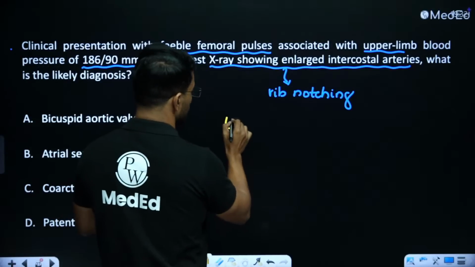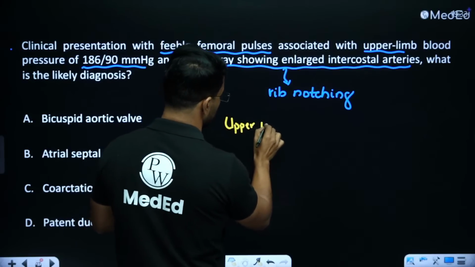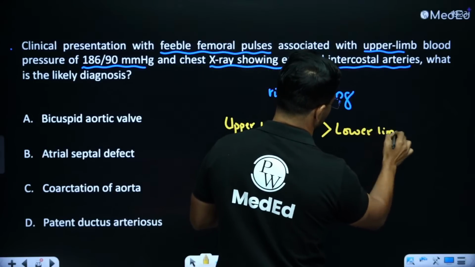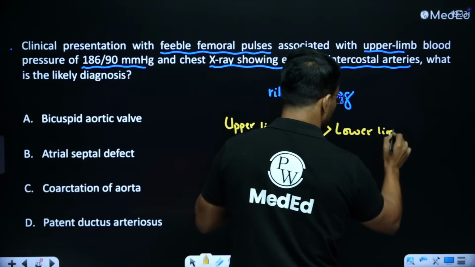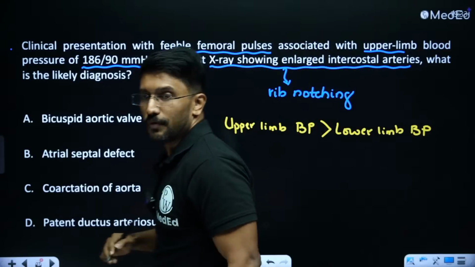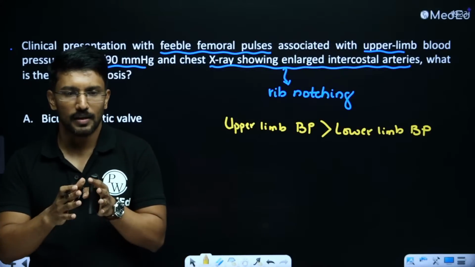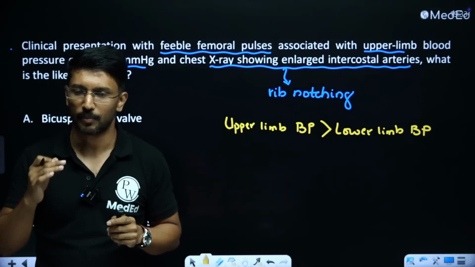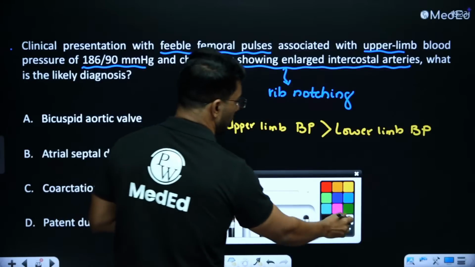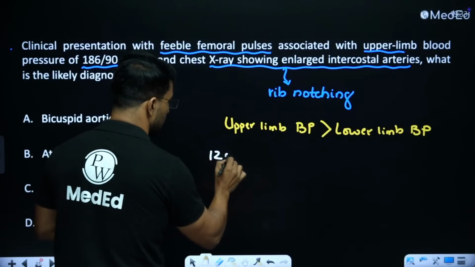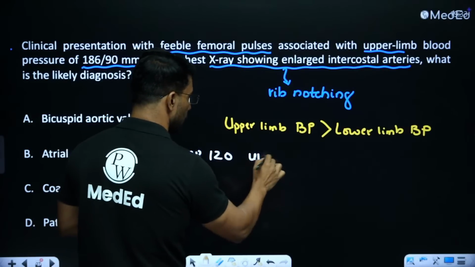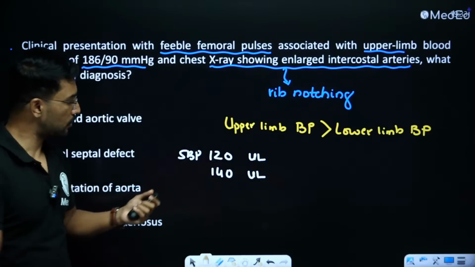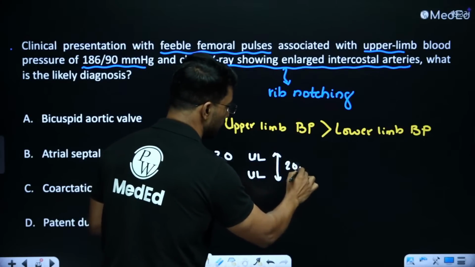So when you have upper limb BP greater than lower limb BP, what does it suggest? Physiologically, which limb is supposed to have higher blood pressure? Physiologically, our lower limb is supposed to have higher blood pressure, up to 20 millimeters of mercury higher systolic BP than the upper limb. So in normal patients, if you check their upper and lower limb BP, let us say 120 is the systolic BP in the upper limb, lower limb is going to be higher. It can be up to 140. So a 20 millimeters of mercury difference can be there between upper and lower. That is perfectly physiological.